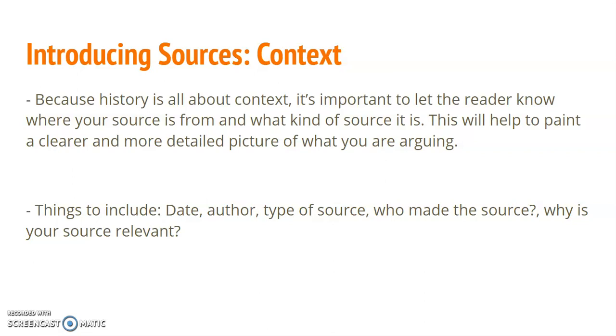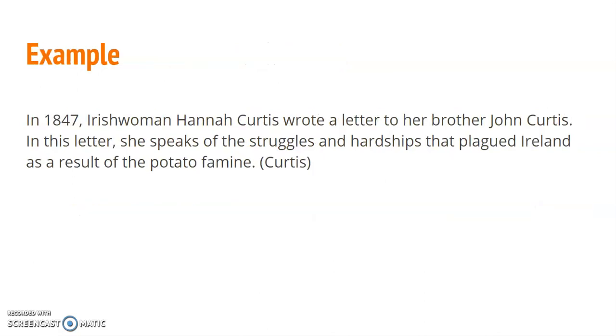So when you're introducing a source, here are things to include, and this is what you're going to actually write in your paragraphs. You're going to include things like the date, the author, the type of source, who made the source, and why your source is relevant. These are all things that give the reader more information so that when they look at your source, they have a better idea of it. They have more context, so it makes your argument clearer.